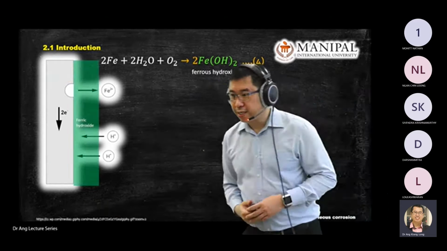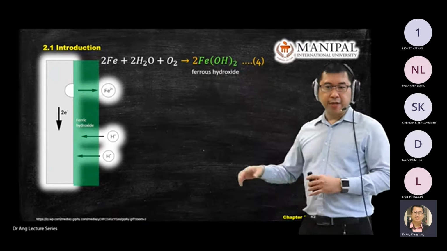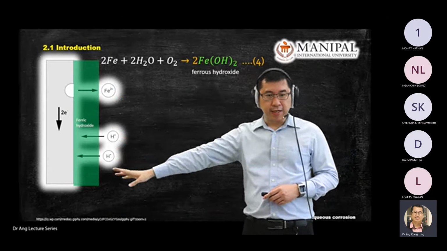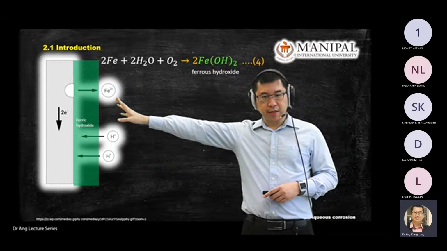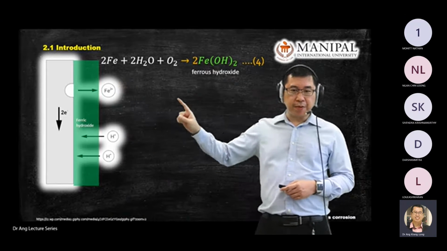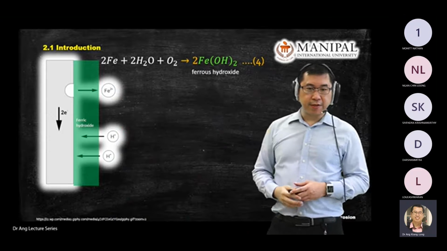A few more slides, then we call it a day. Okay, all right. So I just give you some idea. I drew something on the schematic diagram just now. I gave you a green color to represent ferrous hydroxide. Okay.